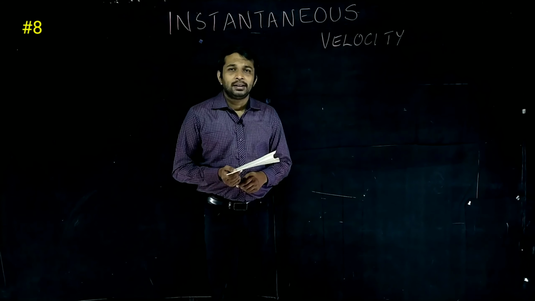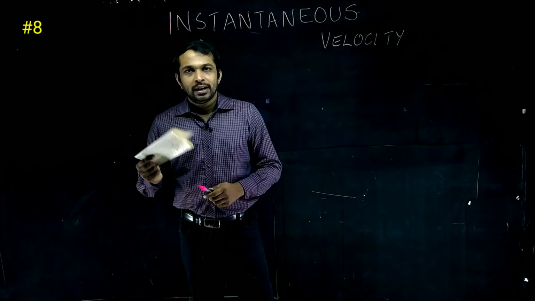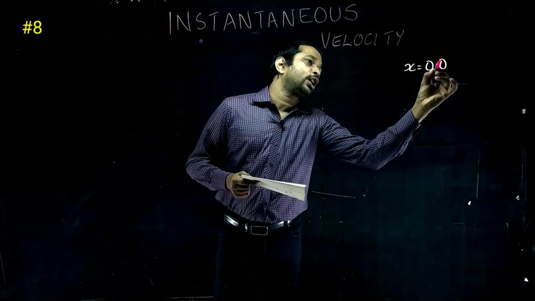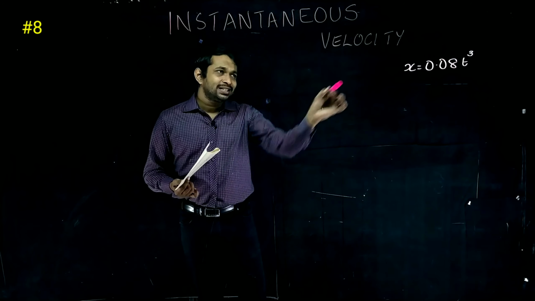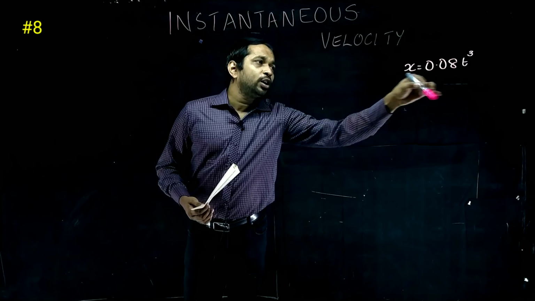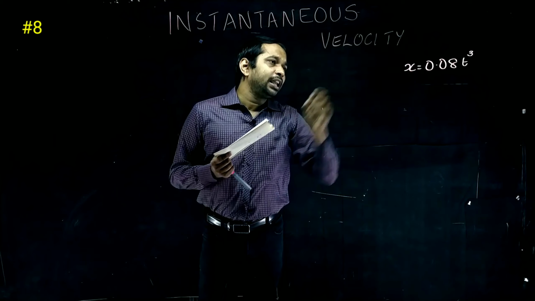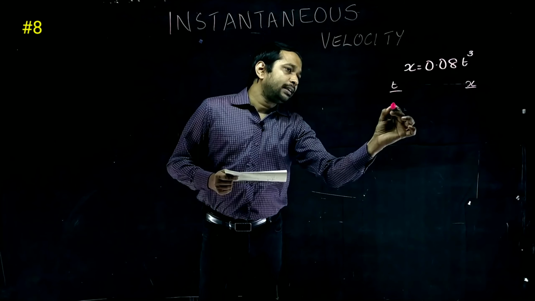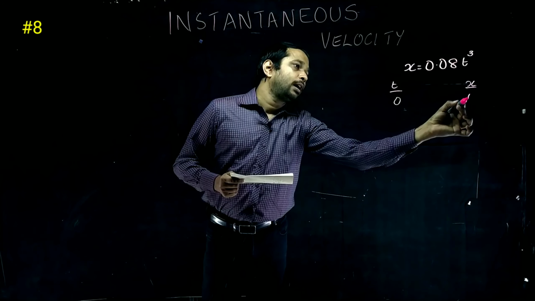In your textbook they have given an example that an object, let it be a car, is moving according to an equation x equal to 0.08 t cube. Now what does this equation mean? It means that the car is moving according to this formula. Let me explain it. At time t equal to 0, let us write t and x here. At time t equal to 0, x is 0.08 into t cube, which is 0 cube, 0.